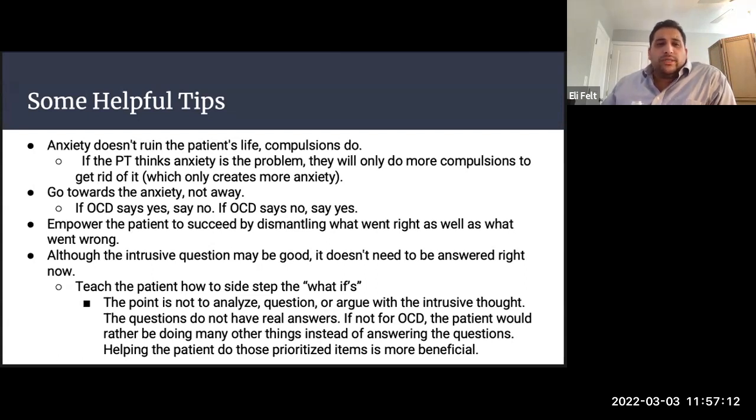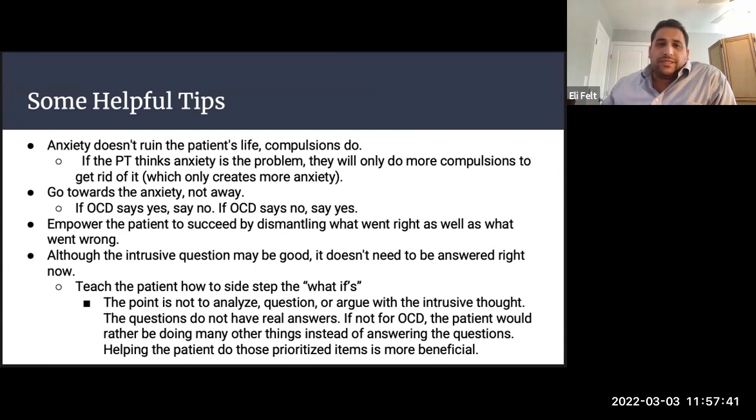The other important tip, I think, is going towards anxiety, not away from it. The thing I always tell patients is if OCD says yes, Dr. Felt says no. And if OCD says no, Dr. Felt says yes. And that's kind of the mantra. I just had a patient the other day who's like, yeah, doc, I wanted to go back and check the stove. And I'm like, oh, I want to do that. Okay, I'm leaving the apartment. I'm going to go do something else. And that's just going away from the compulsion that you want to do and going towards the thing that's going to create that uncomfortable feeling.